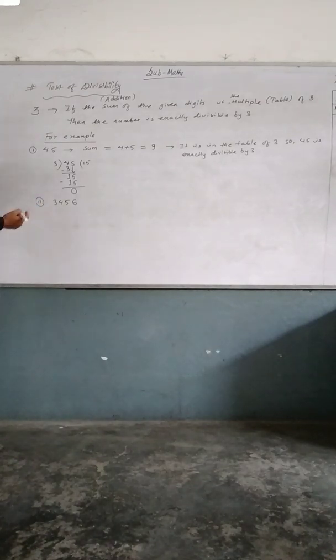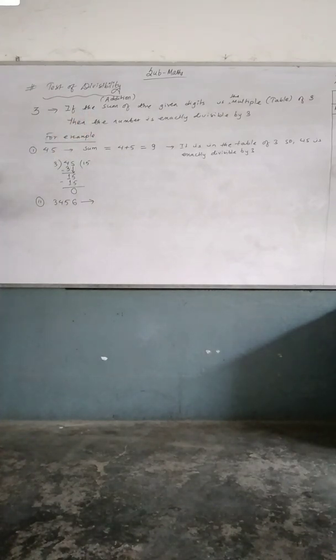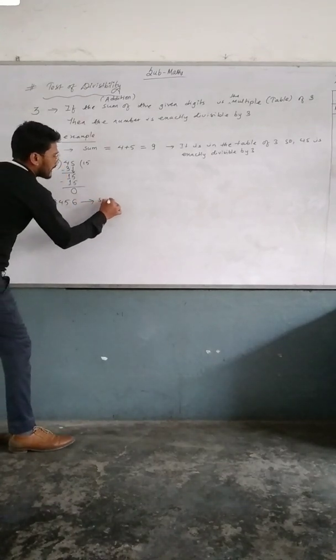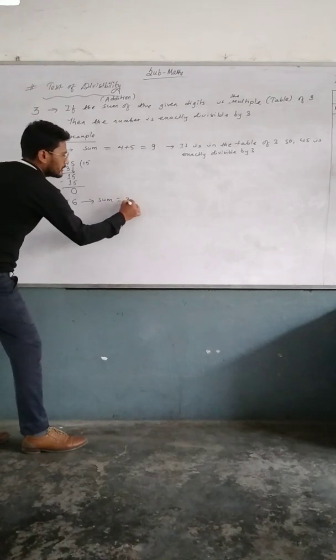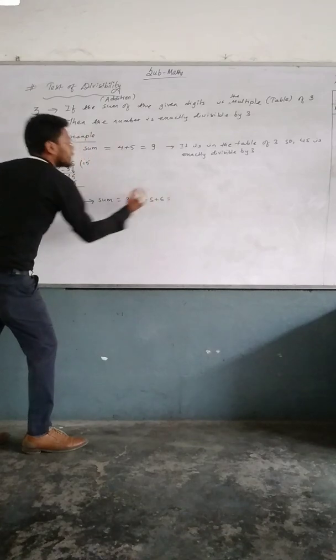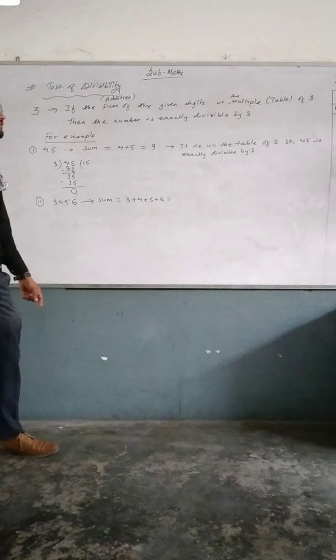Now let us check. Again, let us follow the rules. What are our rules? How many digits are there? How many given digits are there? 1, 2, 3, 4. Before checking, what do you have to do? Sum. Sum means addition. Let us add the given numbers. 3 plus 4 plus 5 plus 6. Now 3 plus 4 how much? 7. 7 plus 5? 12. Plus 6?